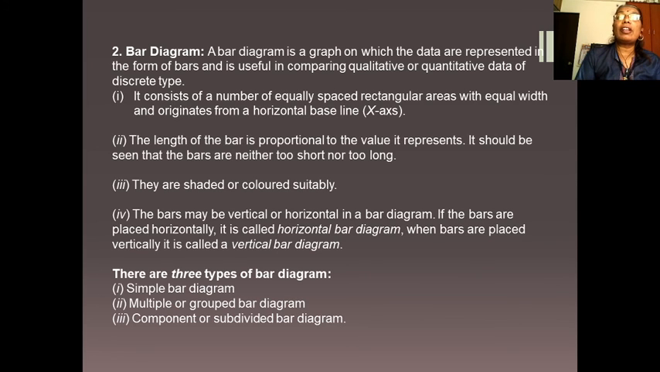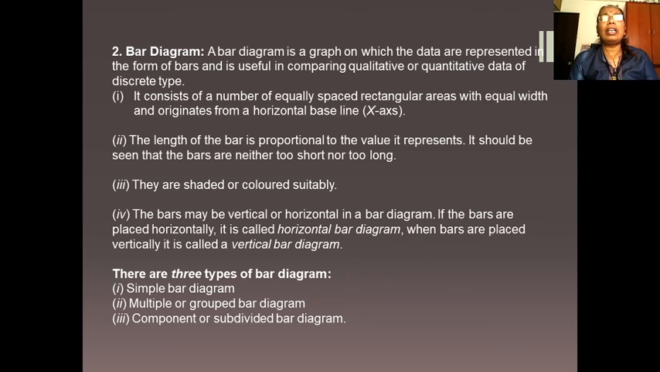It consists of a number of equally spaced rectangular areas with equal width, which originate from a horizontal baseline, that is nothing but the x-axis. The length of a bar is proportional to the value it represents, and therefore it should be seen that the bars are neither too short nor too long.